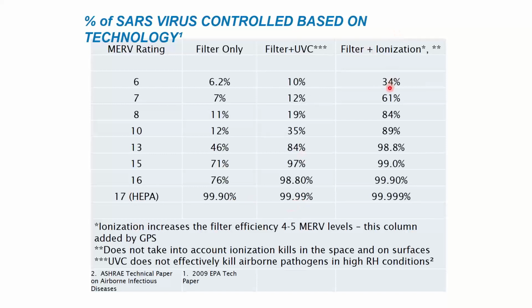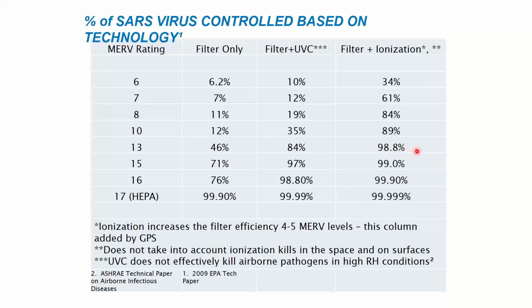If you combine it with an ionizer instead of a UV light, it's an even better jump. Your Merv 10, 12% by itself, 35% with a UV light, 89% with an ionizer combined with it. Merv 13, I'm basically getting 98.8. I'm getting almost a HEPA performance out of a Merv 13 when I combine it with an ionizer.